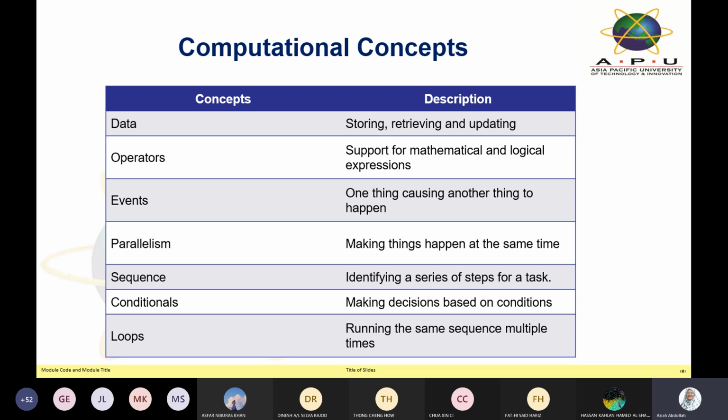Events: one thing causing another thing to happen. This is inside our control palette, where we have when green flag clicked, when a keyboard key is pressed, when I click, and when I receive. All of these cause another thing to happen. Parallelism: making things happen at the same time. This is cloning. We can have things running at the same time. We can also use broadcasting to make things run in parallel, at the same time.